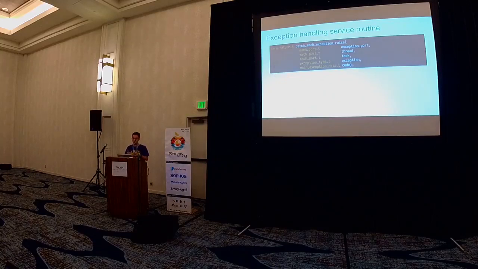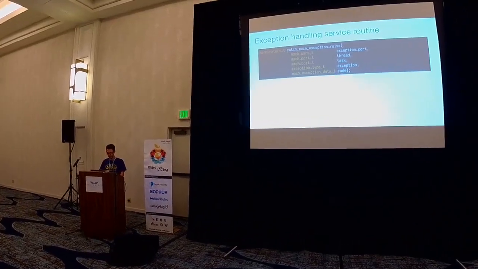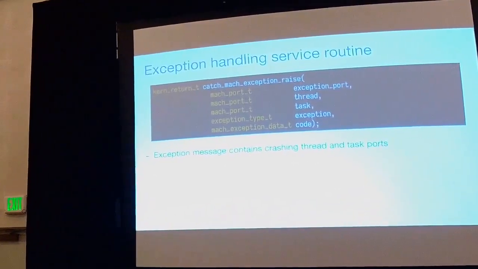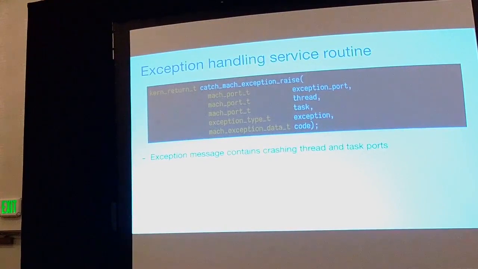So how do you actually go about catching a Mach exception? Well, you need to implement an exception handling service routine, which has this prototype. The exception message will actually contain the thread and task ports of the crashing thread, as well as other information about the exception. When this message is received, it'll be parsed by auto-generated code, and then the contents of the message will be passed to this function as parameters. Now, the code that calls this function is auto-generated by MIG, which is a tool that generates Mach message parsing code. And the details of MIG aren't that important.